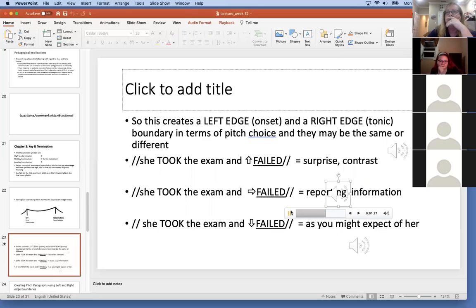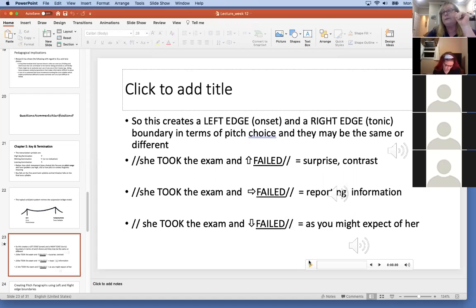This one, the mid one, because mid is just continuing, it's just reporting the information. She took the exam and failed. She took the exam and failed. She took the exam, she failed the exam. That's it. Low level tends to mean that's your expectation, right? That if you took the exam, knowing her, if she took the exam, she failed the exam. She took the exam and failed. She took the exam and failed. Okay.